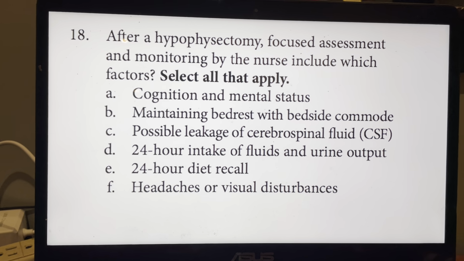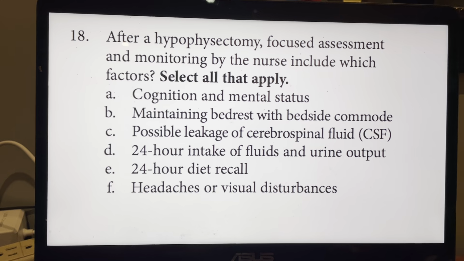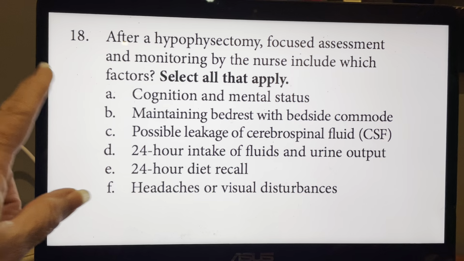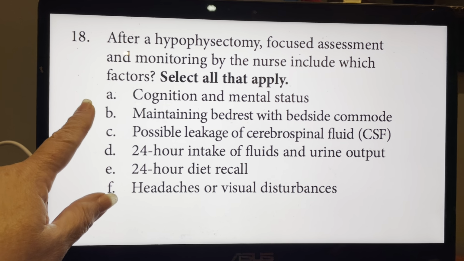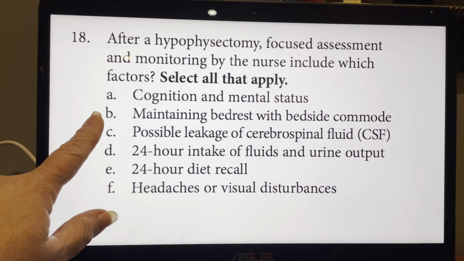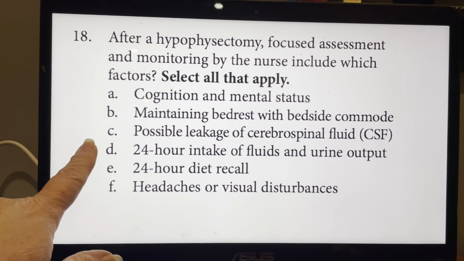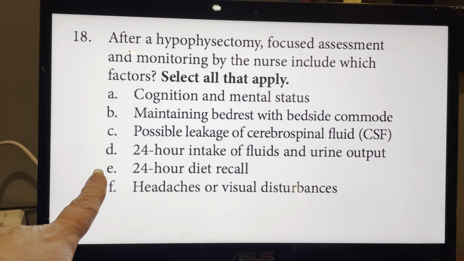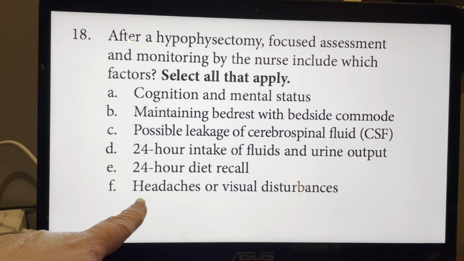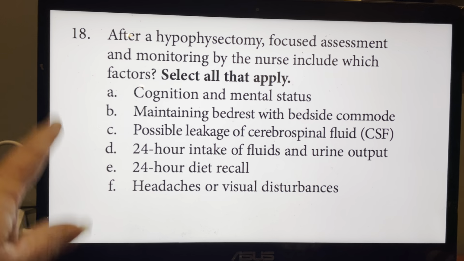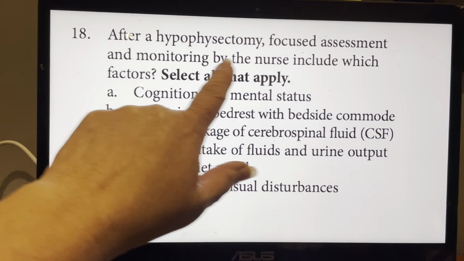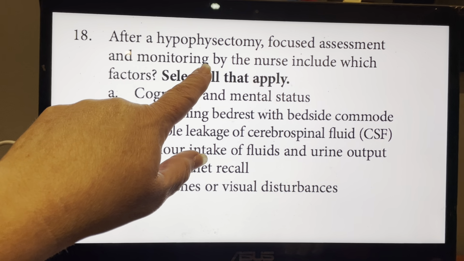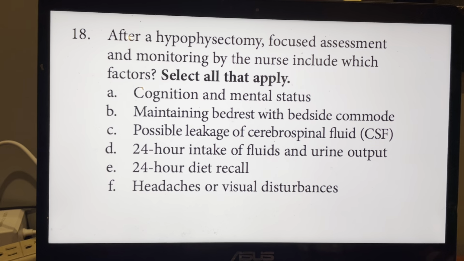After a hypophysectomy, a focused assessment and monitoring by the nurse include which factors? Select them all. Cognitive and mental status, maintaining bed rest with a bedside commode, possible leakage of cerebrospinal fluid, 24-hour intake of fluid and urine output, a 24-hour diet recall, headache or visual disturbances. So after a hypophysectomy, when you go in there, your focused assessment, you're going to be monitoring which of those.